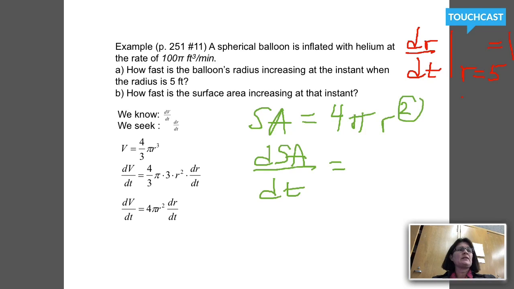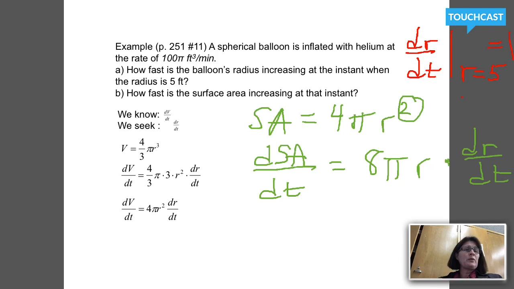The 2 is an exponent. It's going to come to the front to make 8 pi r. New exponent on r is going to be 1. And I wanted to take the derivative with respect to time. So far all I've done is take the derivative with respect to r. So I'm going to need to multiply by dr/dt. That's where the implicit differentiation comes into this related rates problem.